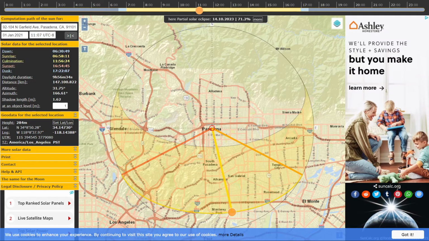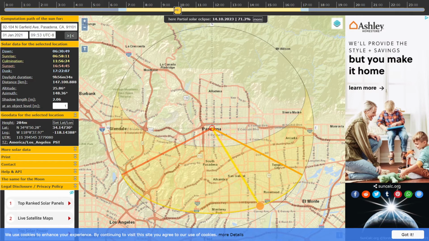Okay, so you can see here that I have the website suncalc.org pulled up, and I can use this website. You can plug in a location and a date, and you can use it to determine the angle of elevation of the sun, among other things. So I wrote this problem a few weeks ago, so I just went ahead and put January 1st for the date. I live in the Pasadena area, so you see it's centered at Pasadena.